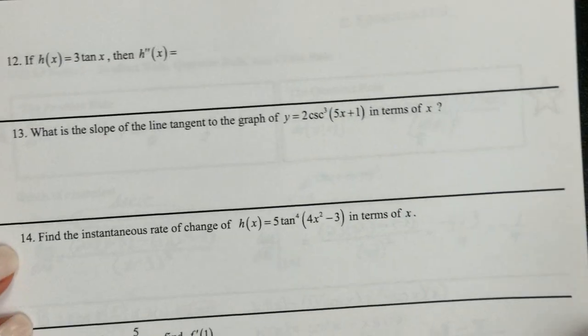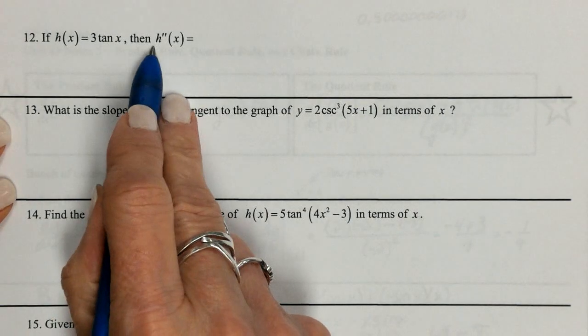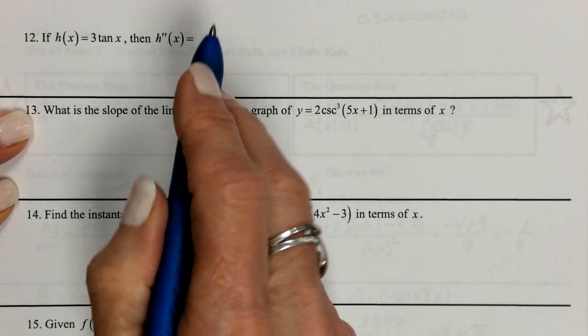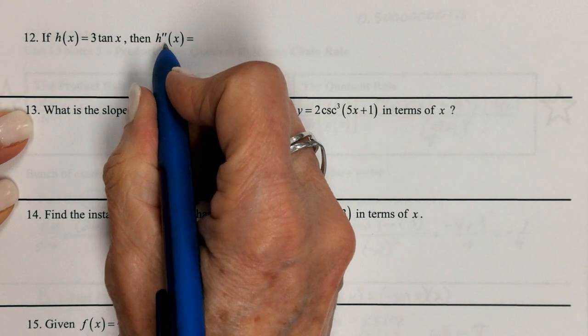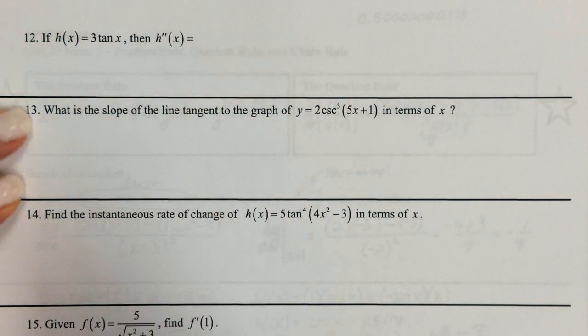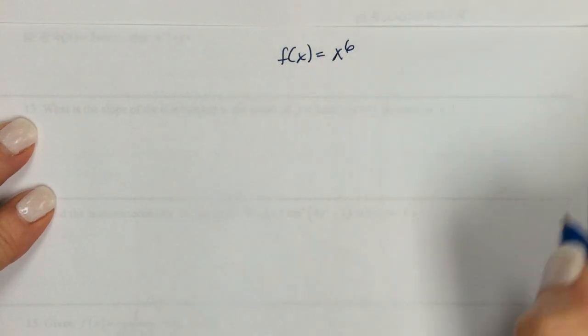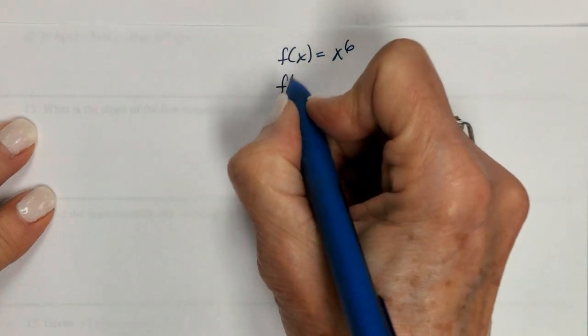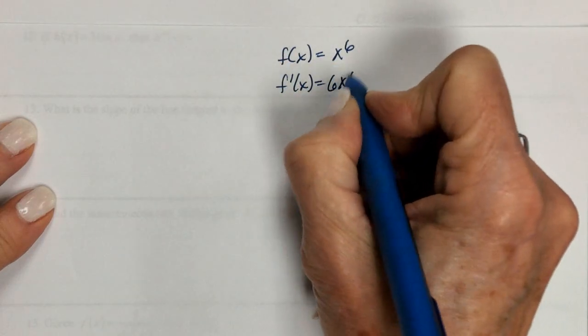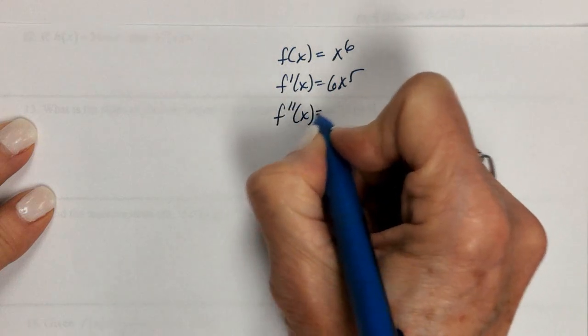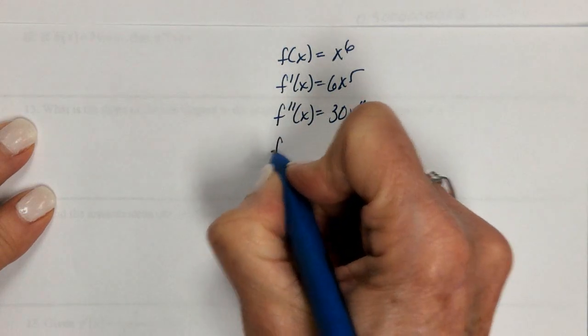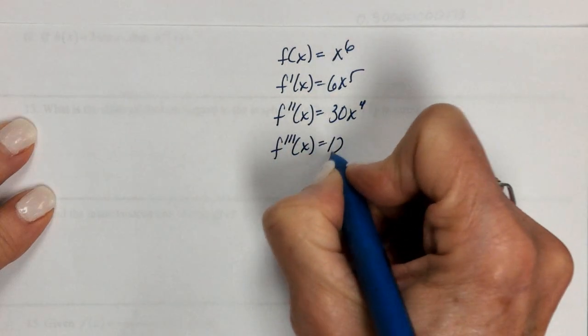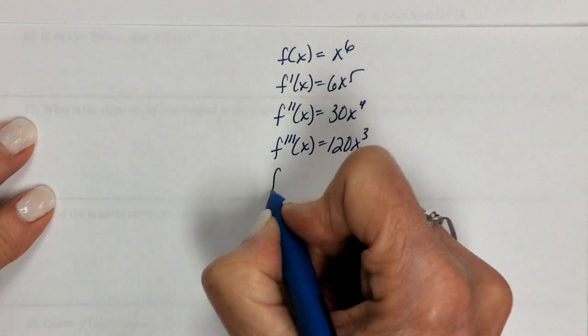Number 12. Find h double prime of x. All right. So h double prime is the derivative of h prime. In class I did this. I said if f of x is, let's say, x to the 6th, what is f prime? 6x to the 5th. What is f double prime? 30x to the 4th. What is f triple prime? 120x cubed. What is f quadruple prime?